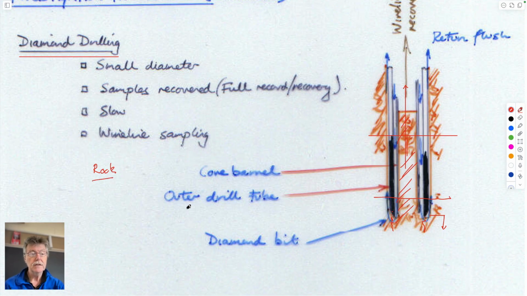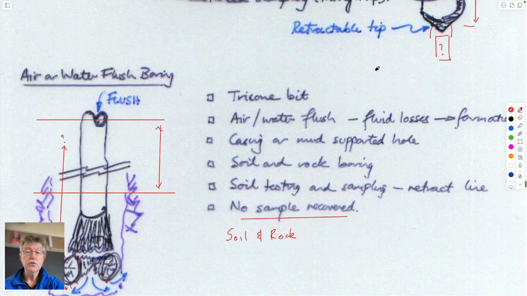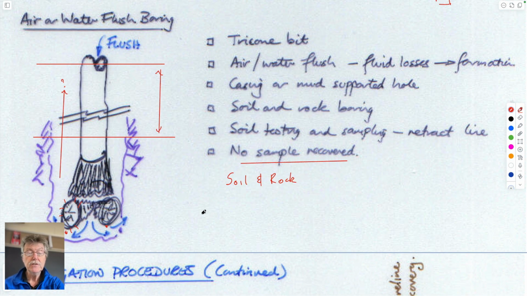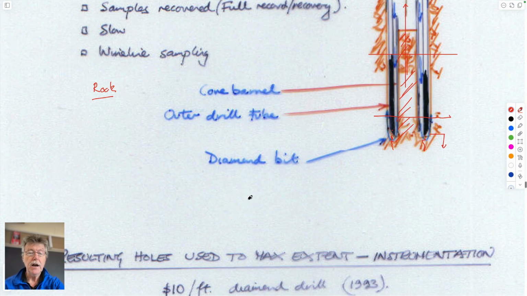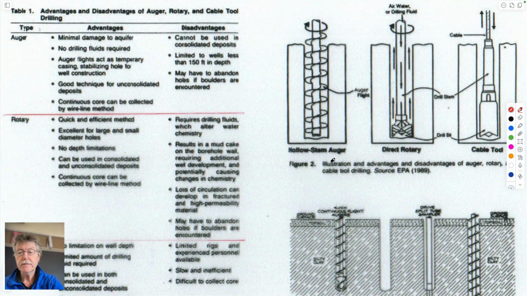So those three things. Augering for soil only. Rotary drilling for soil and rock, and diamond drilling for rock only. So this is perhaps, I don't know whether these are better pictures or the same.